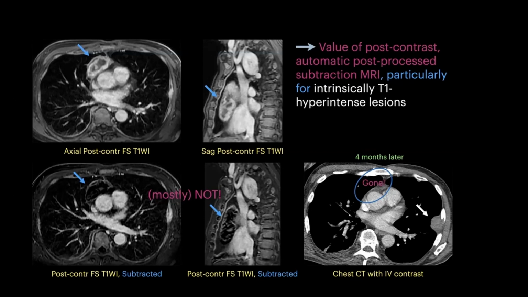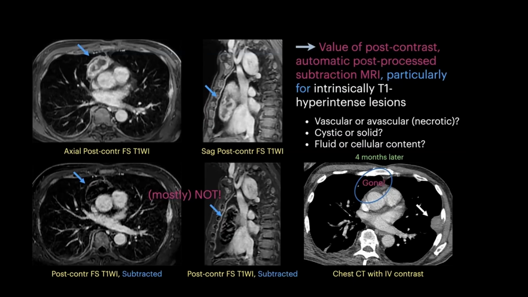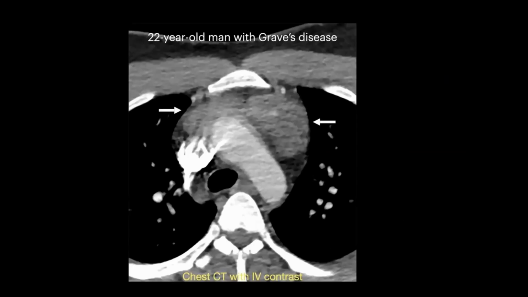And we've been doing dynamic contrast enhanced imaging in the liver for decades now. We can do it in the chest as well. So it can help with determining vascular or avascular areas and lesions, cystic or solid, fluid or cellular content.